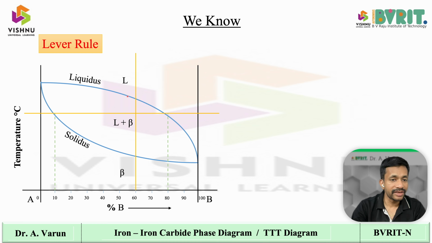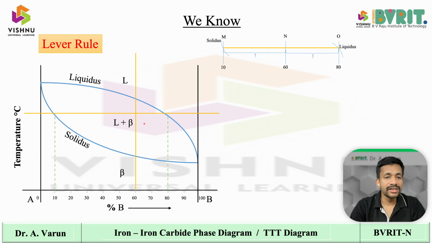So when I say inversely proportional to the amount of phases present, if I want the liquid, that is, this is the liquid here, I need to take this opposite length because they are inversely proportional. That is what we are going to determine. So this length is for the solidus and this length is for the liquidus. So when I make a simple line diagram of this, I'll represent this as the solid and this as the liquid. And if I mark that this is M, this is N, and this is O, and I already know that this is 10, 60, and 80, I'll write the same 10, 60, and 80.